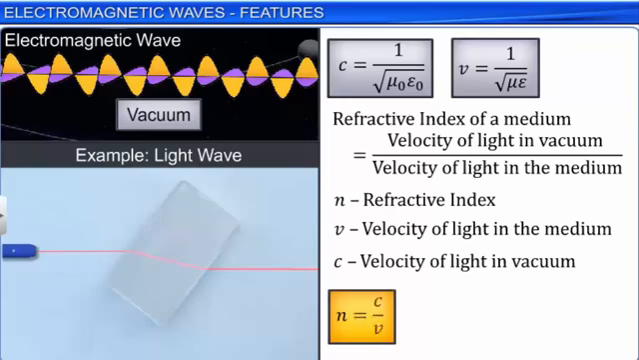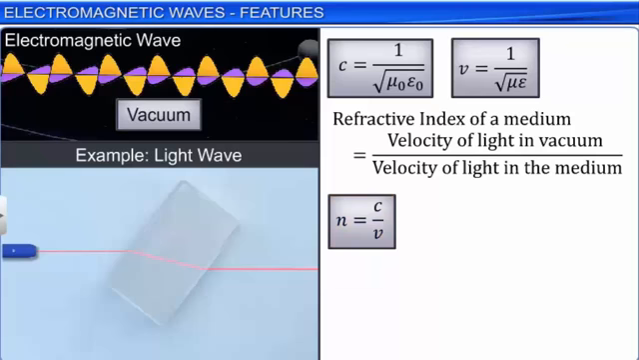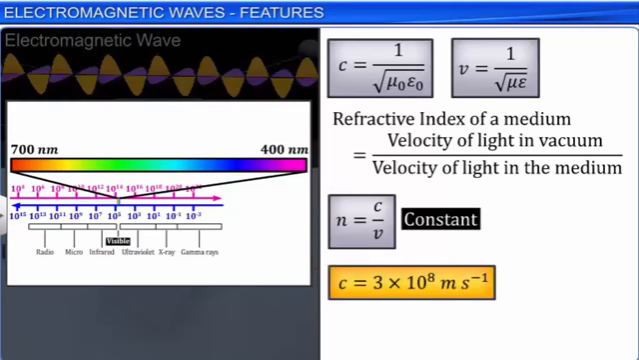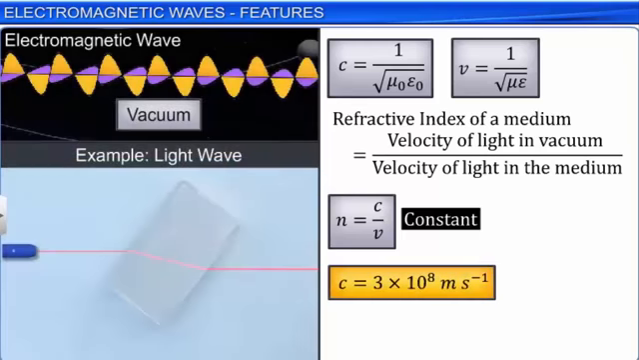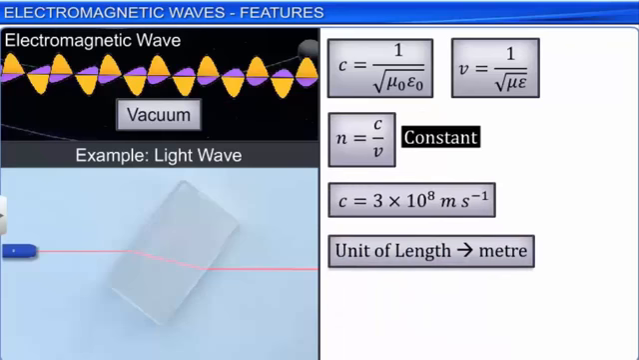In vacuum, the velocity of electromagnetic waves is a constant. Even for electromagnetic waves of different wavelengths, the velocity is the same. Its value is 3 × 10⁸ meter per second. Since the velocity of light is a constant, it is used to define the standard unit of length, that is meter. 1 meter is defined as the distance travelled by light in vacuum in a time interval of 1/c seconds, where c is the velocity of light in vacuum.